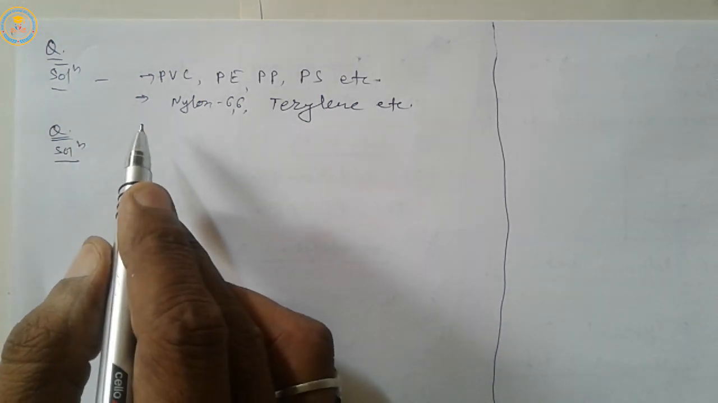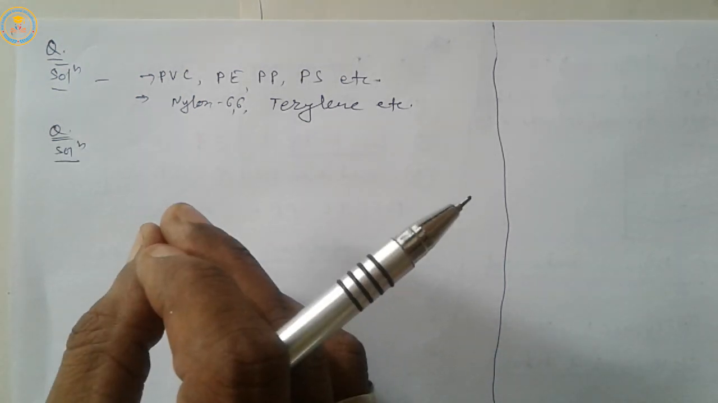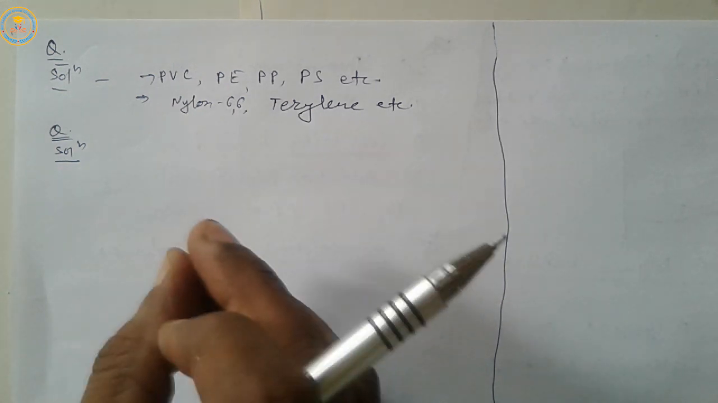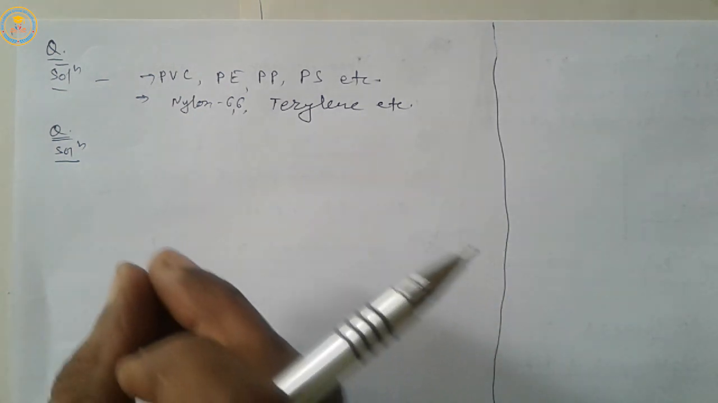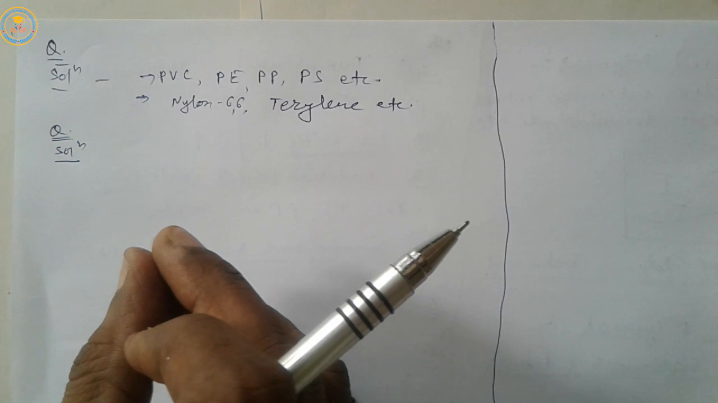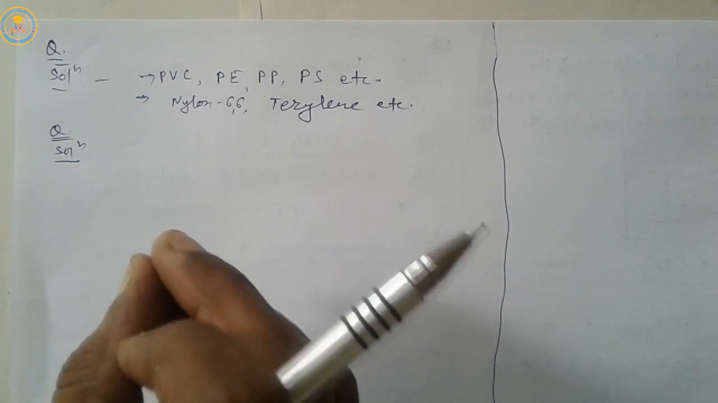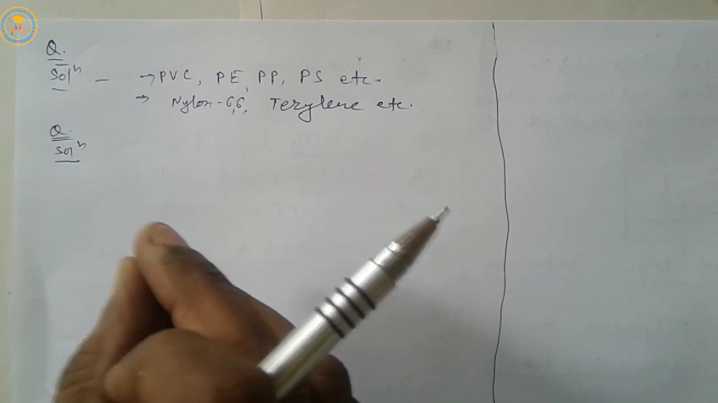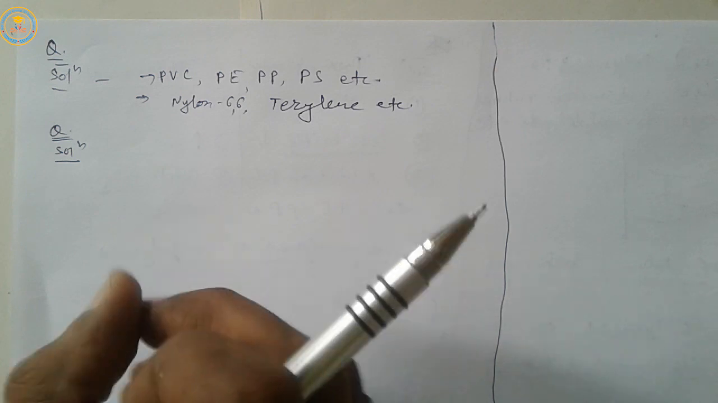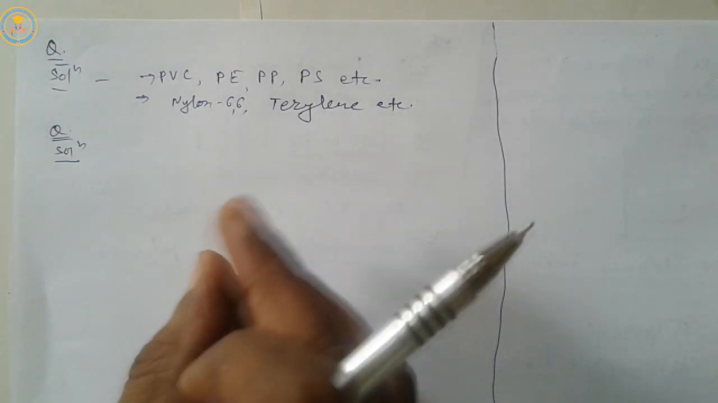Next question was: give an example of natural and synthetic polymer. Solution: cotton, wool, protein, nucleic acid, etc. are examples of natural polymers. Nylon 6,6, polythene, polystyrene, PVC, etc. are examples of synthetic or man-made polymers.